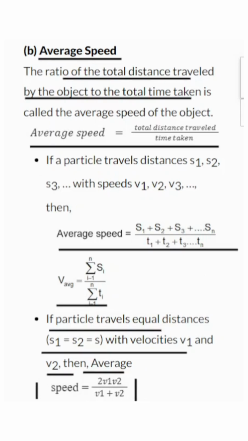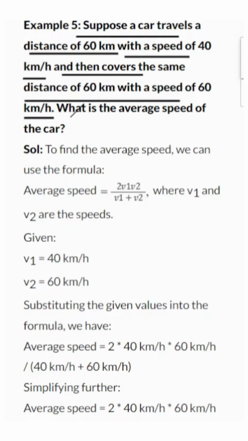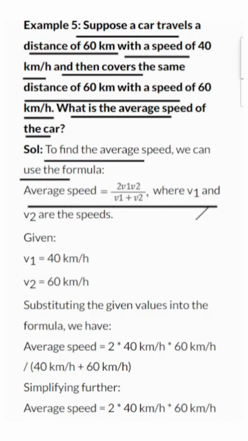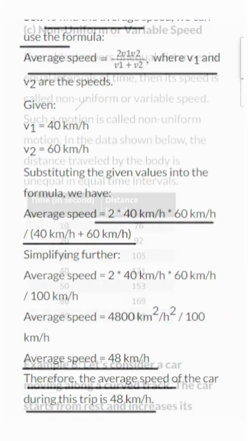Let's put this formula to work with a real example. Imagine a car that travels 60 kilometers at 40 kilometers per hour and then covers another 60 kilometers at 60 kilometers per hour. Since the distance is the same, we can apply the formula. Average speed is equal to 2 into 40 kilometers per hour into 60 kilometers per hour by 40 kilometers per hour plus 60 kilometers per hour is equal to 48 kilometers per hour. Consequently, the average speed of the car during this journey is 48 kilometers per hour.